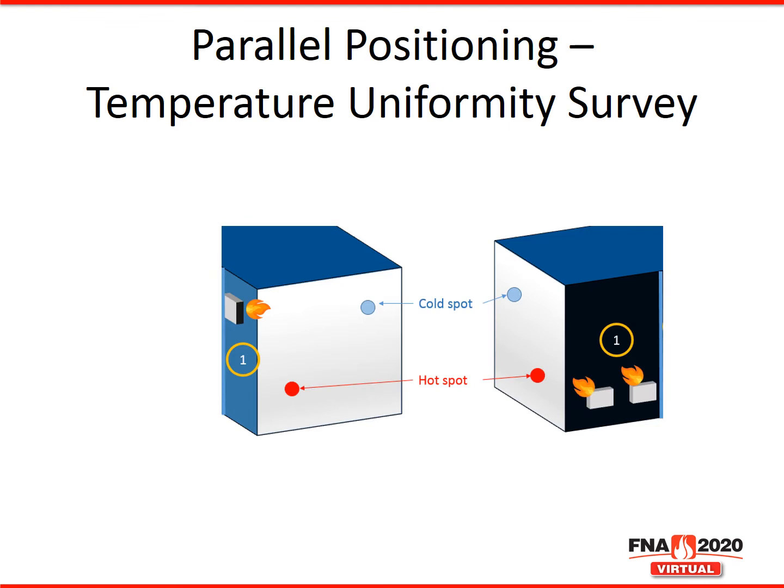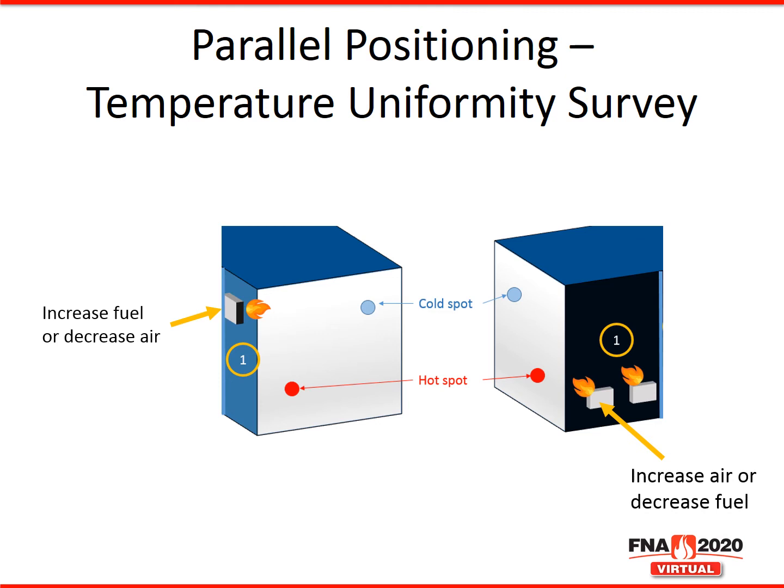Since the actuators are being electronically controlled, the air and fuel actuators at a given firing rate can be adjusted to eliminate cold and hot spots during a temperature uniformity survey. For the cold spot in the top corner, the fuel actuator can be increased to add more heat to that spot, or the air actuator can be decreased to generate a hotter flame.